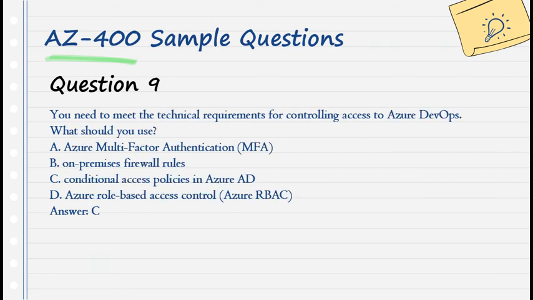Question 9. You need to meet the technical requirements for controlling access to Azure DevOps. What should you use? A. Azure Multi-Factor Authentication, MFA. B. On-premises firewall rules. C. Conditional access policies in Azure AD. D. Azure Role-Based Access Control, Azure RBAC. Answer: C.